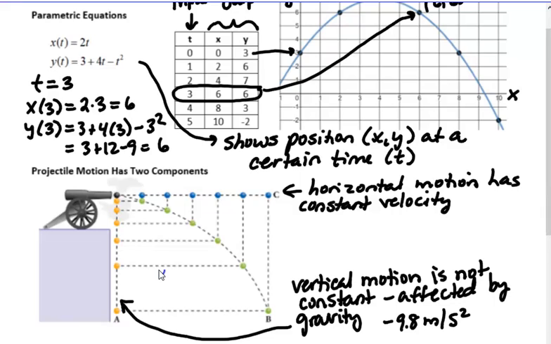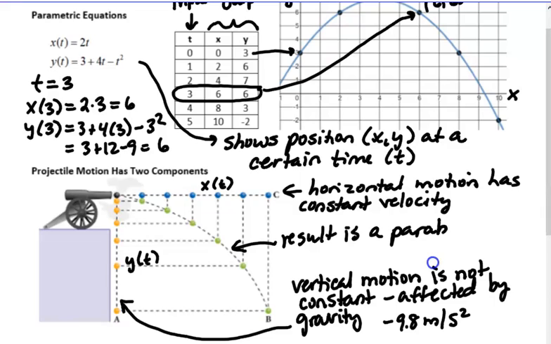Now, when we put the two together, this would be our x of t, and this would be our y of t. If we put these together as a set of parametric equations, the result is a parabola. So projectile motion results in parabolic movement. Okay, so this is just a little introduction to what we're going to look at. In our next video, we're going to look at the set of parametric equations that specifically describes projectile motion.